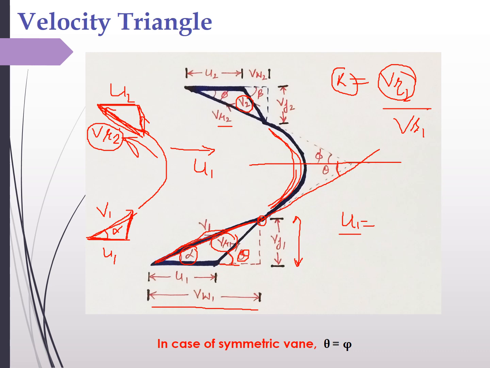Since this Vr2 vector is tangent to the tip, we will extend it like this, and we'll get an angle which will be called phi. It is the angle of the vane at the outlet. So this phi we can write over here also, because it's an alternate angle. So this is basically the angle of the vane at the outlet. So now we have V2.